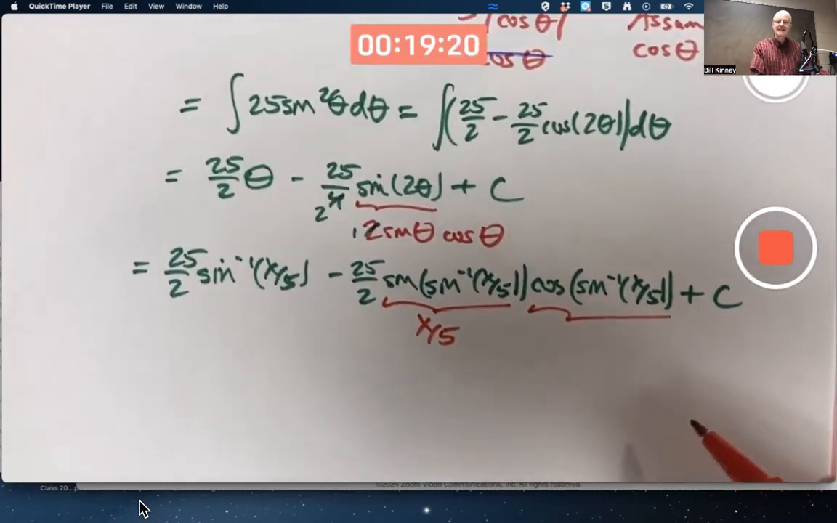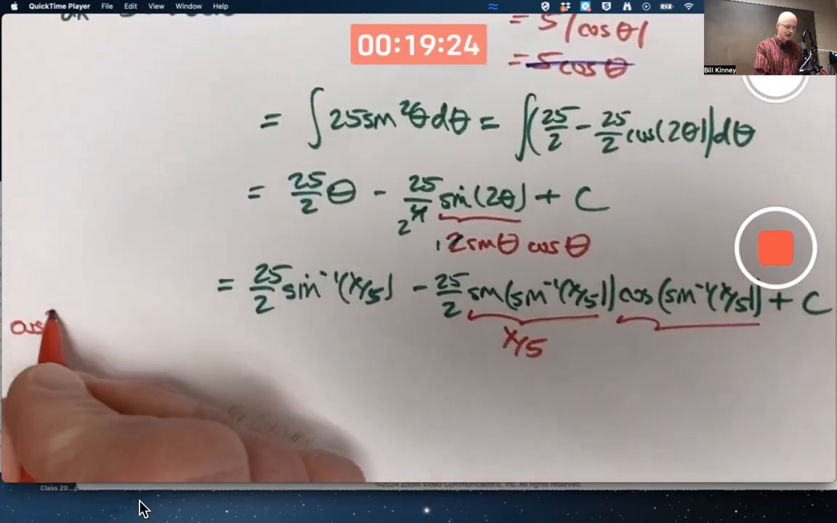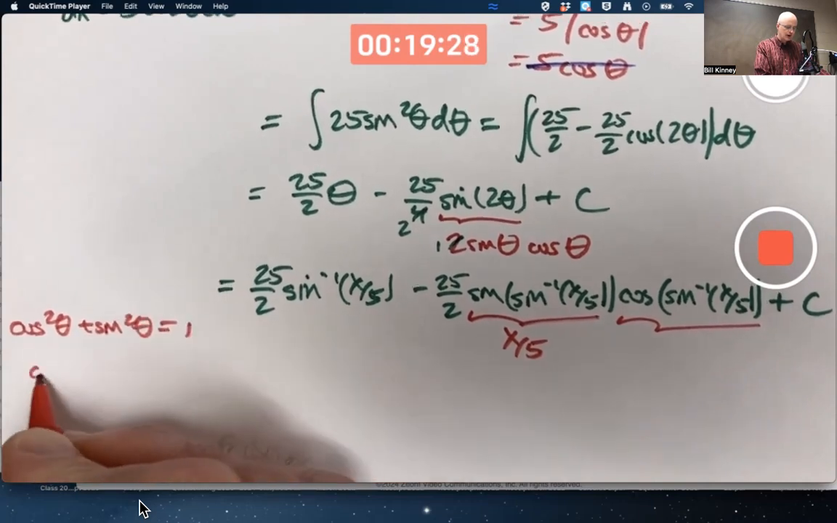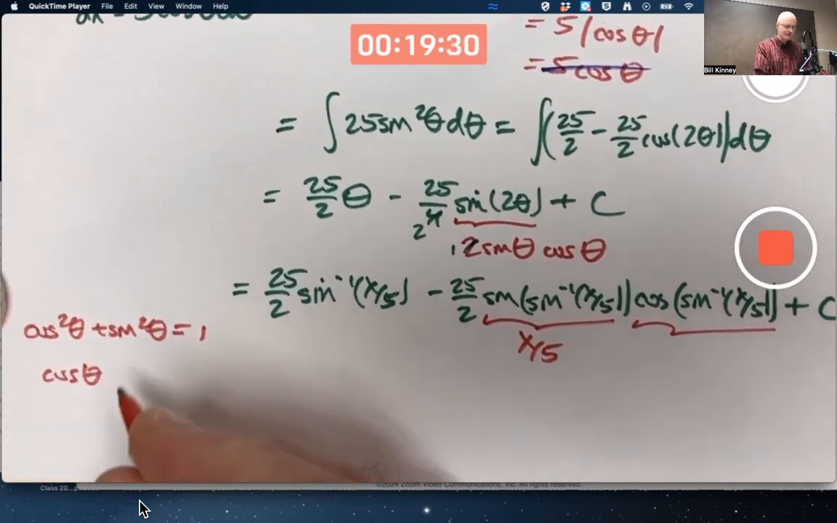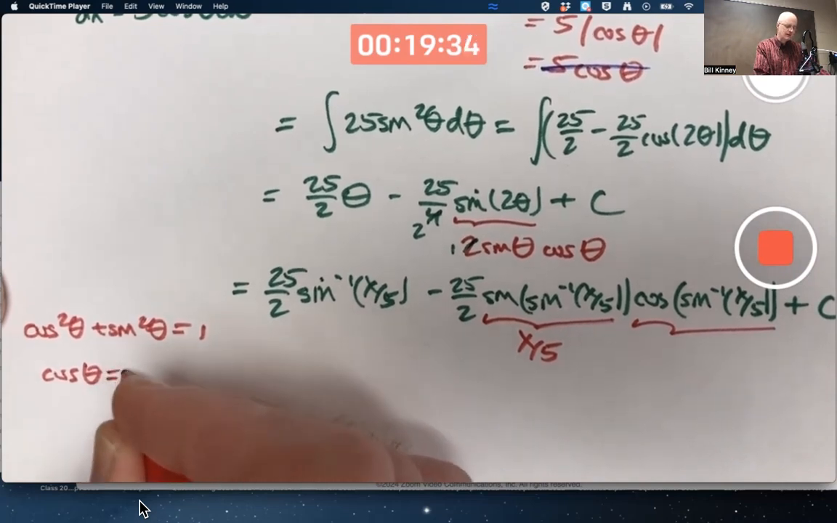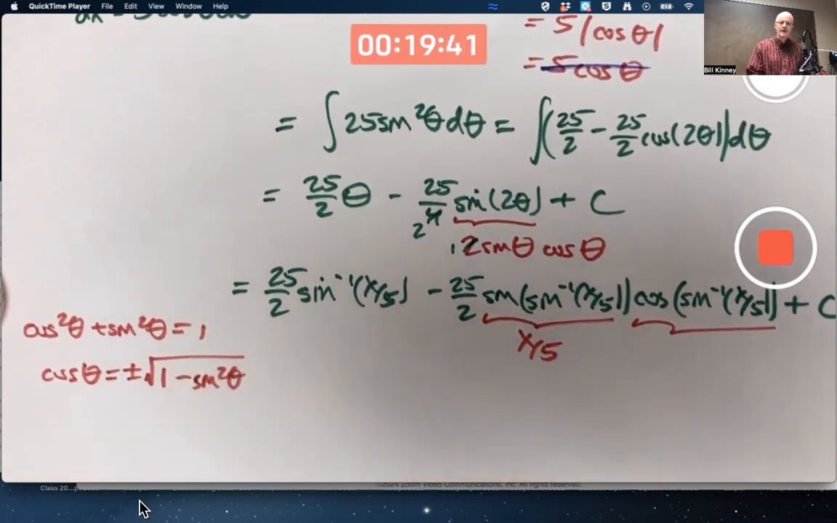Cosine of inverse sine, what's that? Well, cos squared theta plus sine squared theta equals 1. So cos theta, if you solve for that, subtract sine squared theta from both sides and take the plus or minus square root, is plus or minus square root of 1 minus sine squared theta. Should I take the plus square root or the minus square root? Once again, we kind of just hope we can get away with the plus square root.